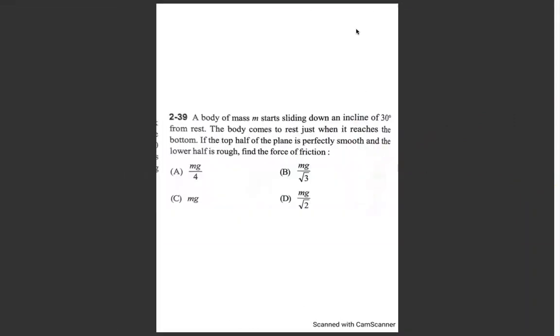Now the next one is question number 39. A body of mass m starts sliding down on an incline of inclination of 30 degree from rest.